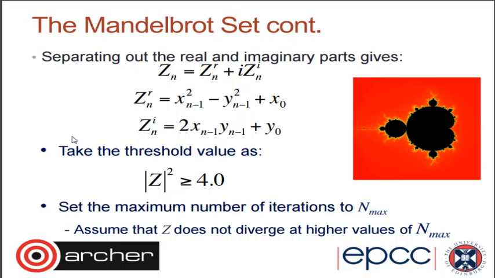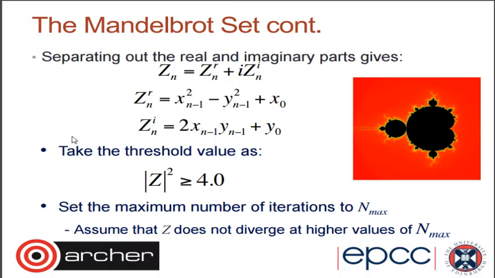Basically, we take a point in the complex plane, go through this formula and iterate and iterate and iterate, and I want to see if it will converge or diverge. Now you can carry on iterating for as long as you like. How do you know that you've diverged or converged? Well, basically what we do is we set a threshold.